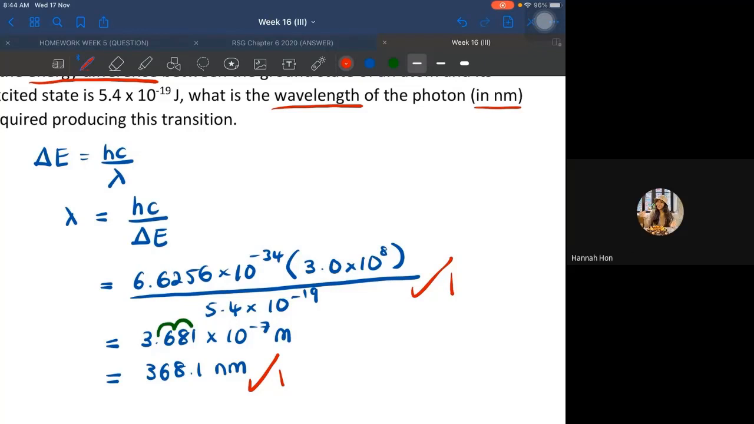Okay, if we take the previous answer and times the whole thing by 10 power 9, will you get the same number? Mhm. Yes, it works. Okay.